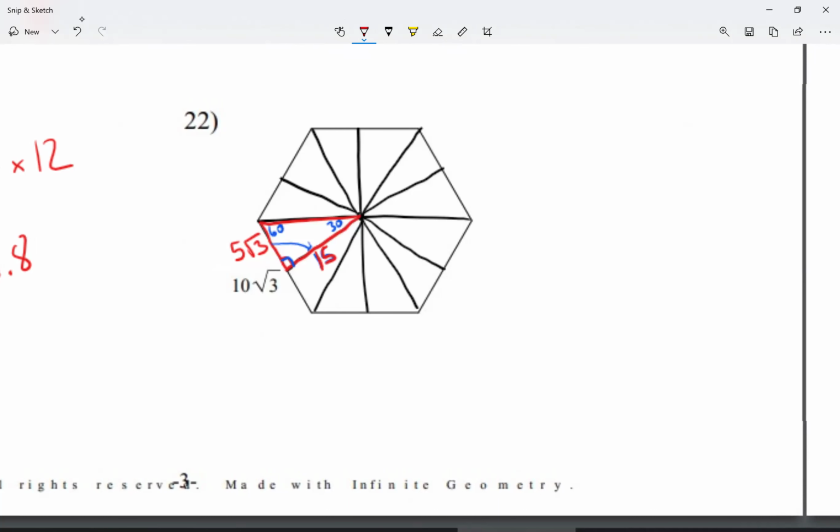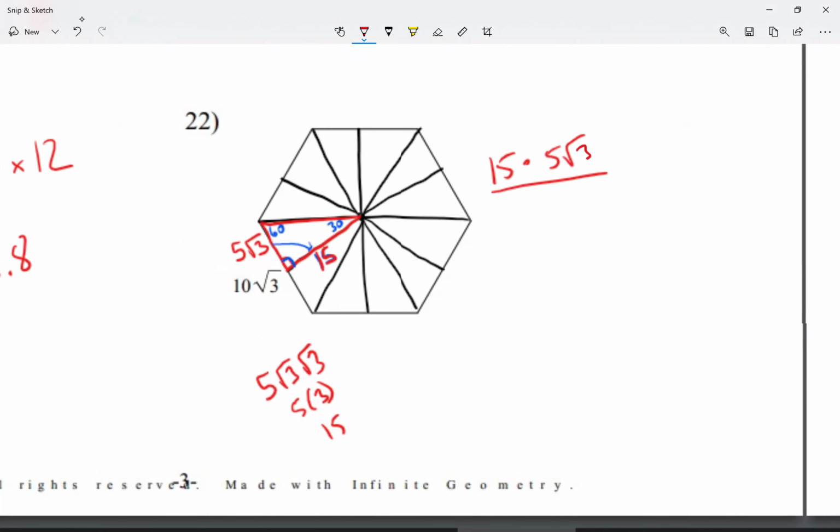How did I get 15? Well, I had 5 radical 3. Multiply this by radical 3. So it gives me 5 times 3, which is 15. Okay, so for my triangle, I'm going to go 15 times 5 radical 3, all of this divided by 2. Once I get the area of that triangle, I'm going to multiply that by 12.